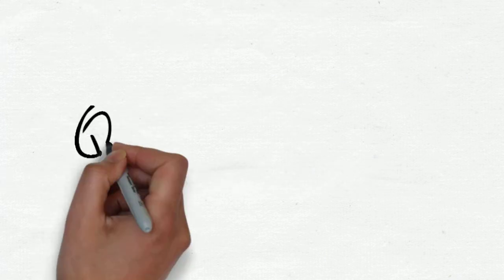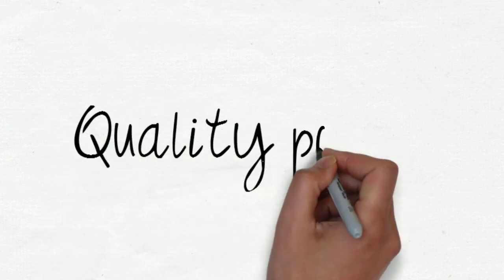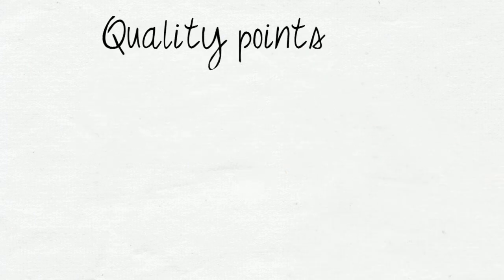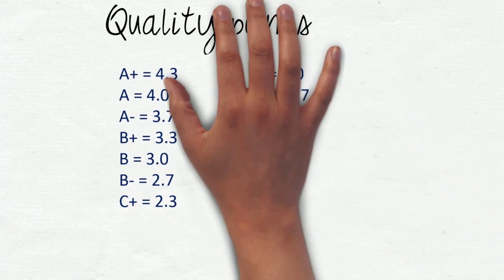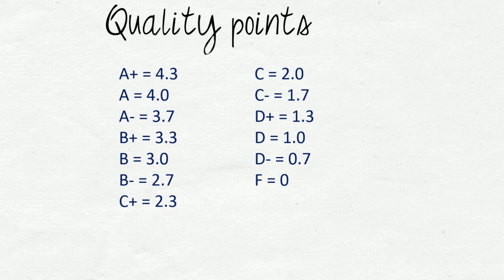So, how do you calculate a GPA? First, you must learn about quality points. Each letter grade is assigned a numerical equivalent. This numerical equivalent is used to determine how many quality points you receive for each course. You'll need the quality point chart to determine your GPA. Don't let this explanation overwhelm you. You're probably more familiar with quality points than you realize.